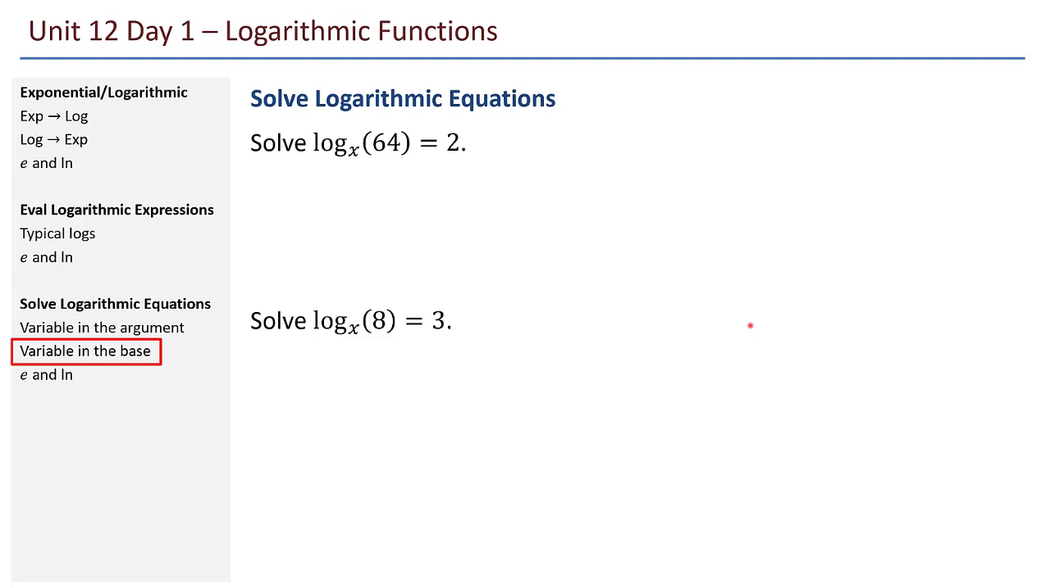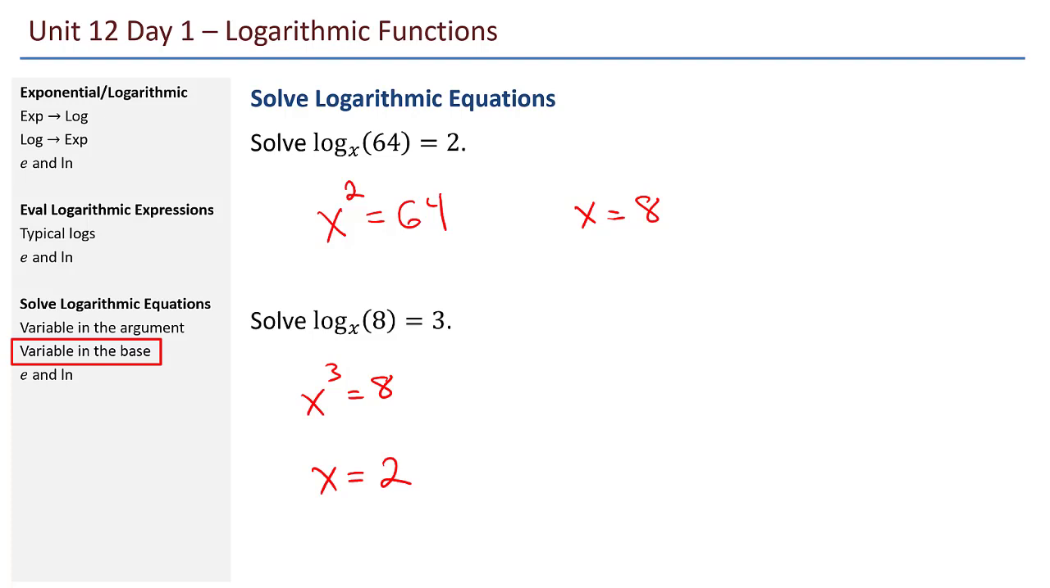What if the variable in my logarithmic equation happens to be in the base? Well, these aren't really any more difficult. In fact, maybe they're even a little bit simpler. This converts into x squared equals 64. Do you know the square root of 64? x equals 8. And how about log base x of 8 equals 3? So I get x cubed equals 8. And what number cubed equals 8? How about 2? x equals 2.